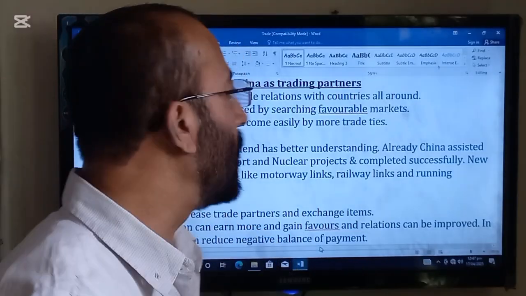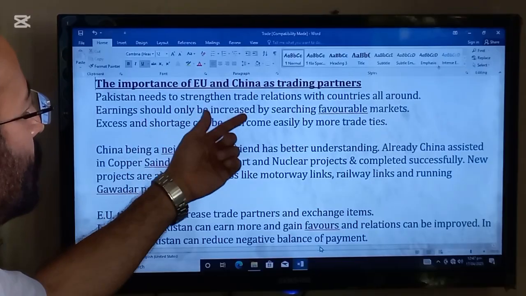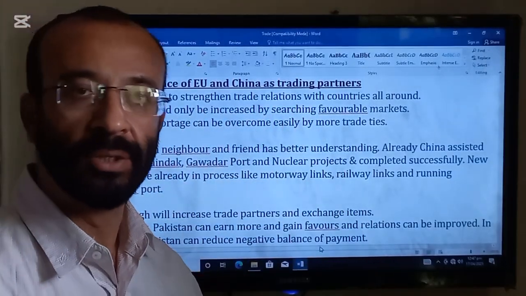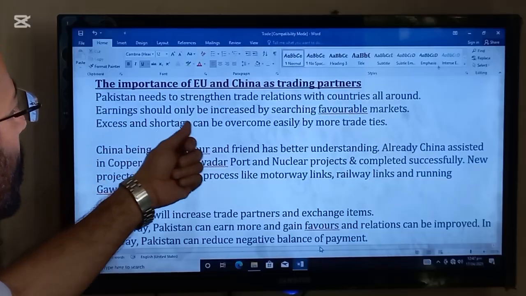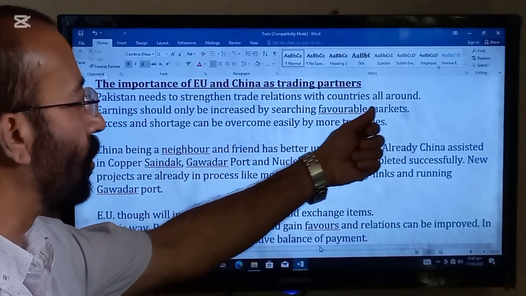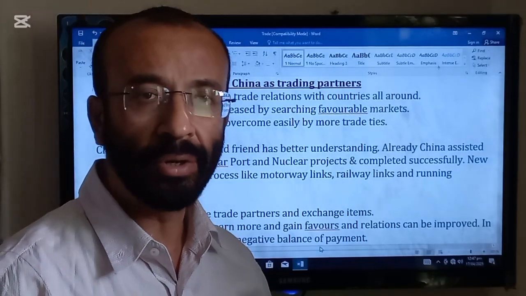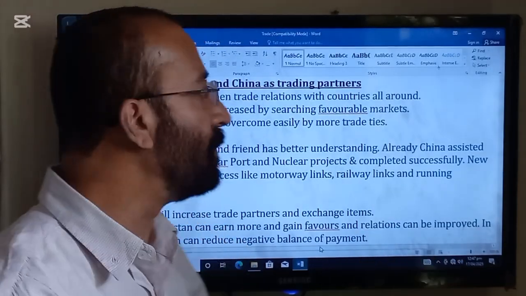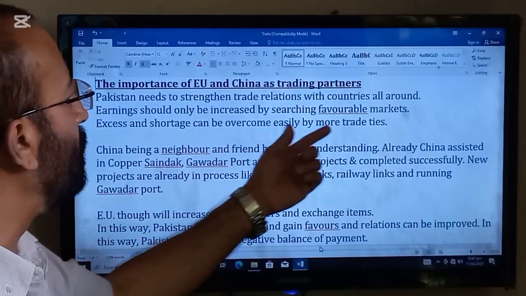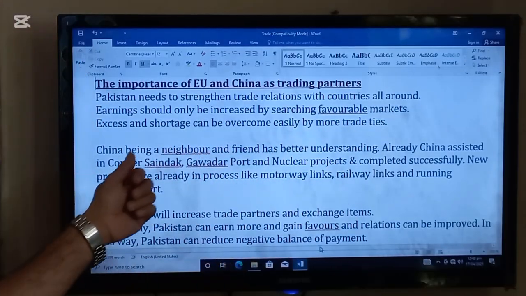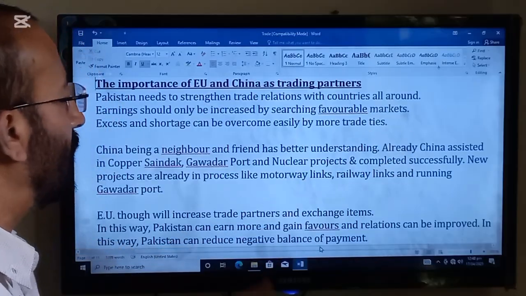The next topic in the lecture is the importance of the EU, that is the European Union, and China as trading partners. So the points to discuss are: Pakistan needs to strengthen trade relations with countries all around. This is the first point. We should have good relations and close connections with all the countries of the world. Earnings should be increased by searching for favorable markets. Excess and shortage can be overcome easily by more trade ties. So these are the points.